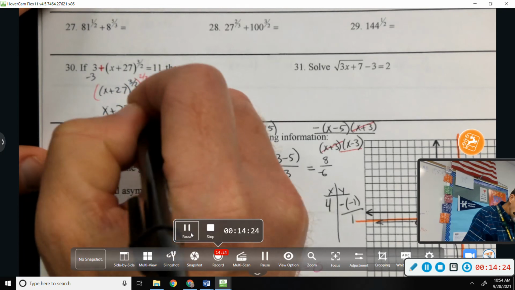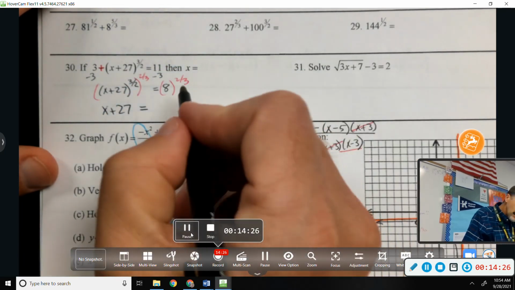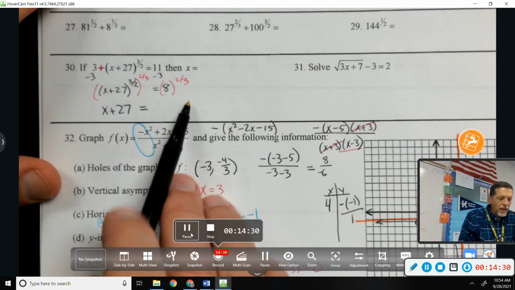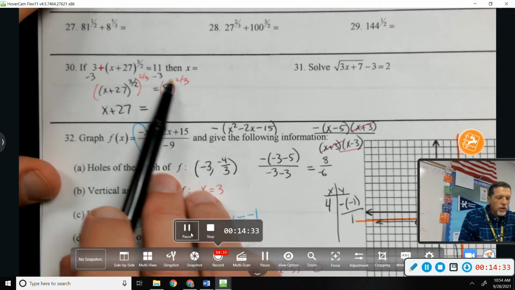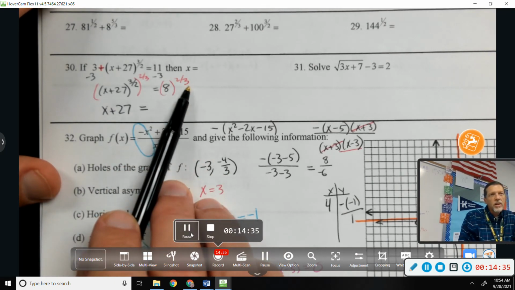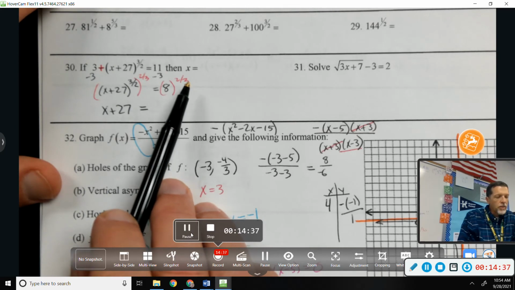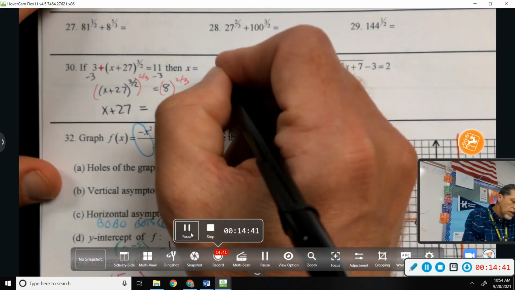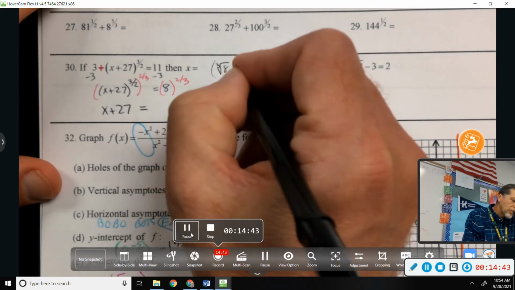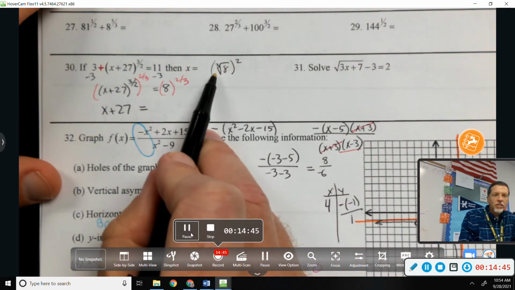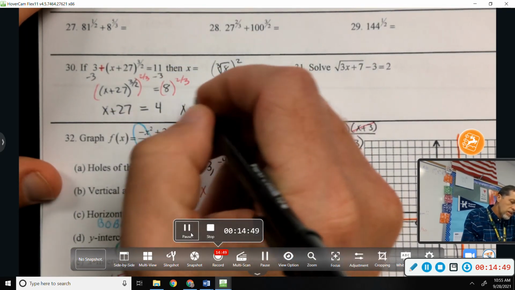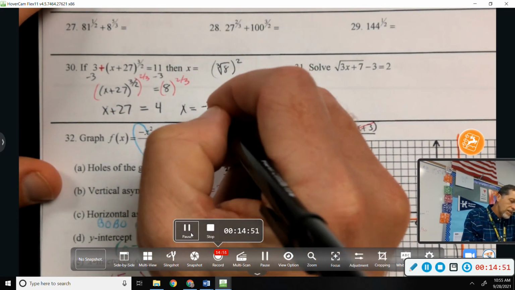So x plus 27 equals 8 to the 2/3. Okay, I'm a little short on space. Let's see if I can do this in my head here. Which number is the root, the 2 or the 3? The 3. So I want the cube root of 8, which is 2. I said I was going to not show work, but the cube root of 8 is 2. 2 squared is 4. So x is negative 23.